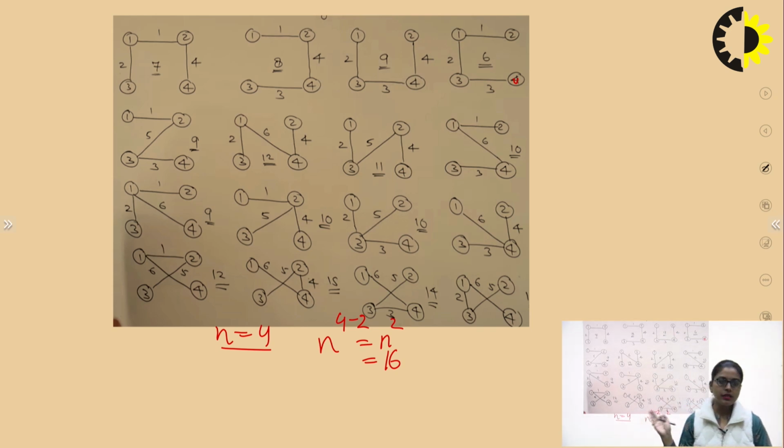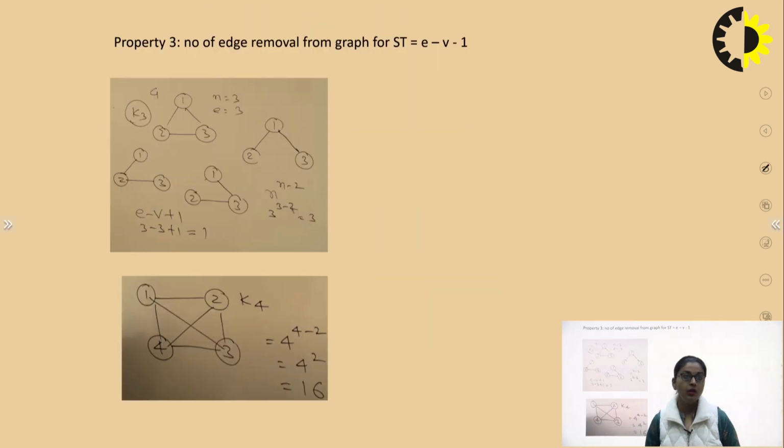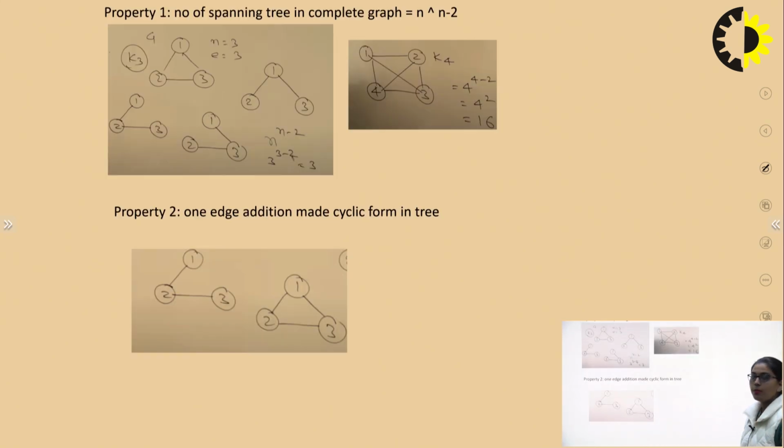So these are 16 spanning trees, and the one which has the minimum cost is called the minimum cost spanning tree. So there are some properties. This is property number 1, the number of spanning trees in a complete graph.